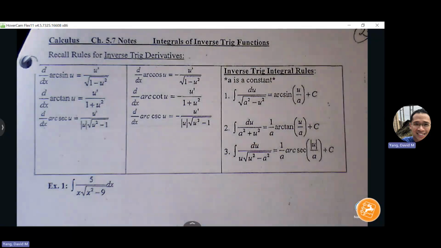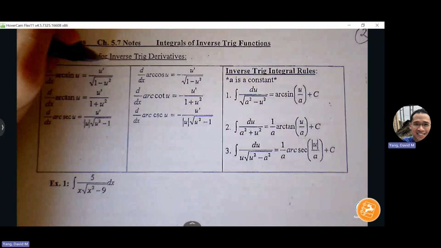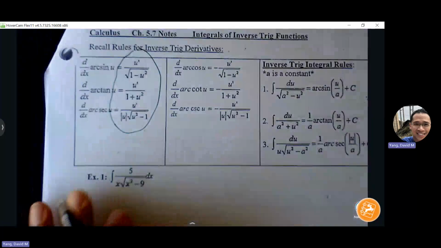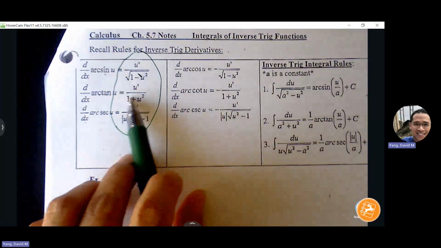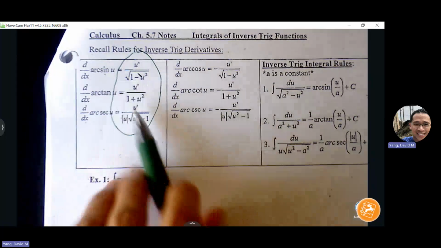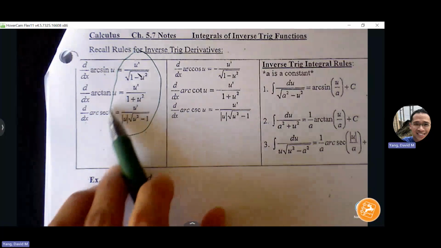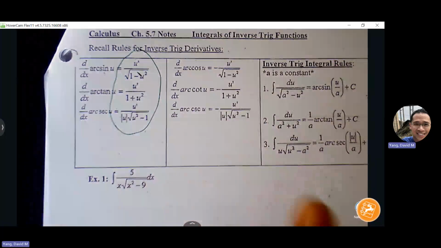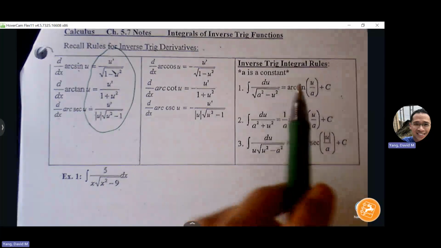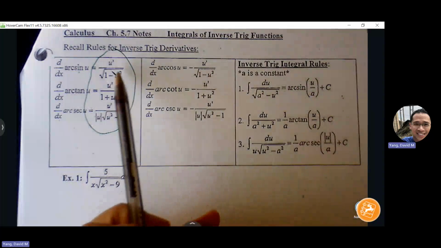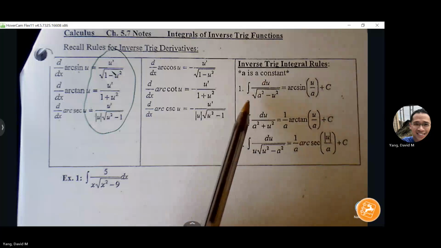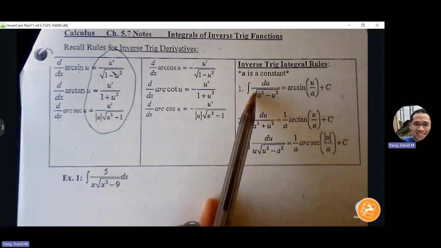Okay, so this semester, we're just working backwards from these rules here. The antiderivative of this will bring us to arcsine. The antiderivative of this will bring us to arctangent. The antiderivative of this will bring us to arcsecant. However, there's a little bit going on here in the sense that it's not always going to be a 1 involved. Rather, it's going to be an a that's involved.